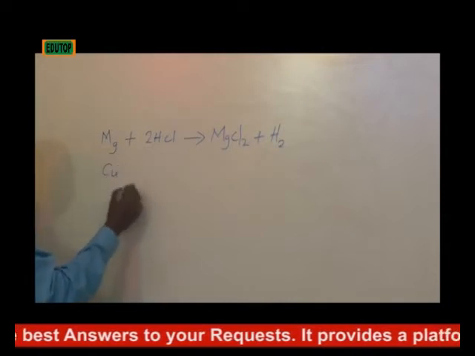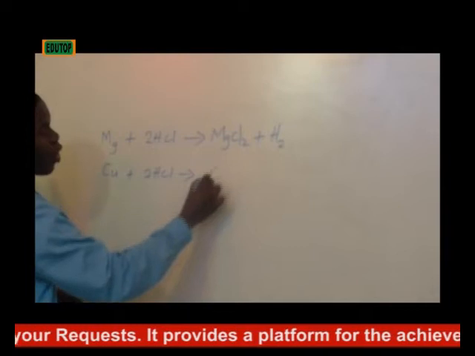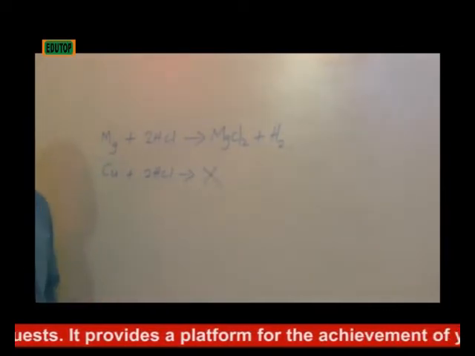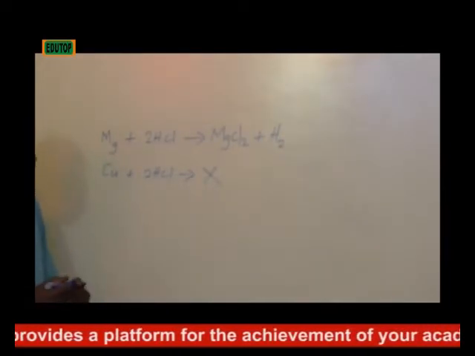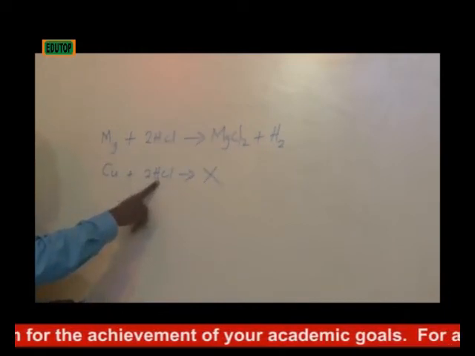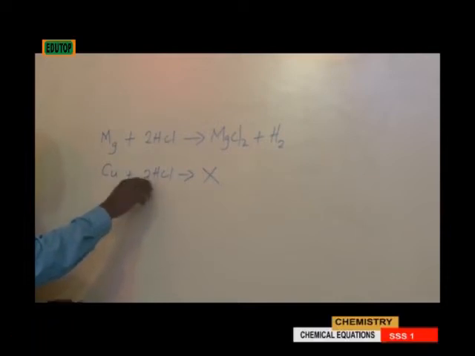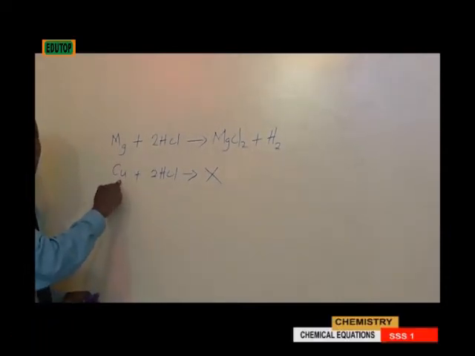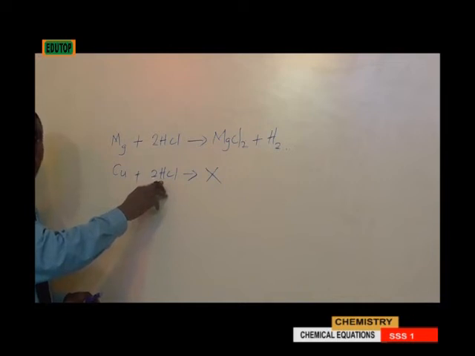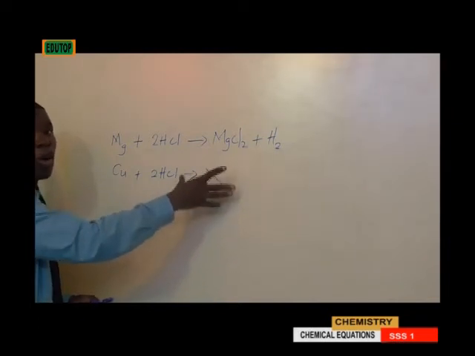Reaction of copper with hydrochloric acid is not feasible. Why? Because copper is lower than hydrogen in the electrochemical series. Therefore, this copper will not be able to displace hydrogen from its compound. So this reaction will not occur.